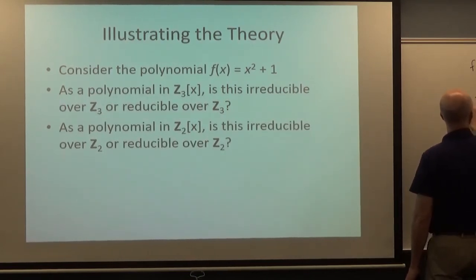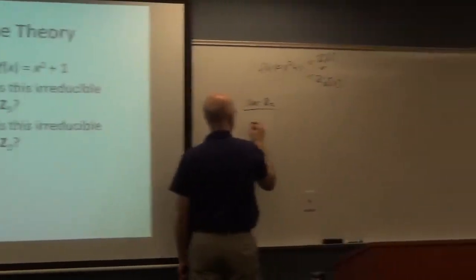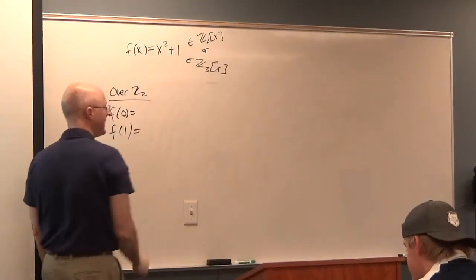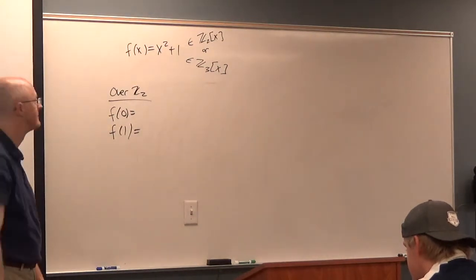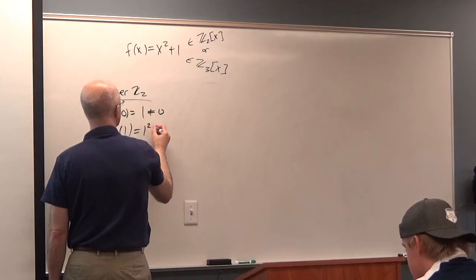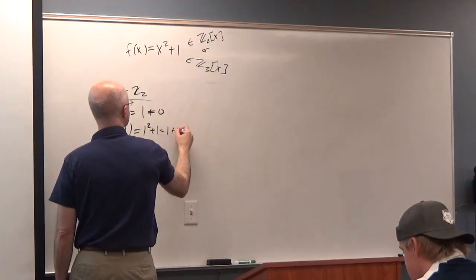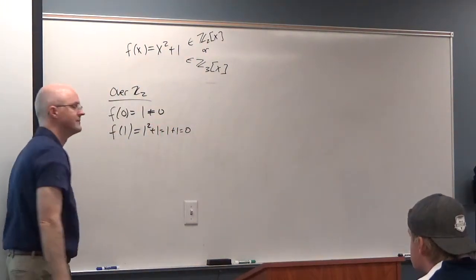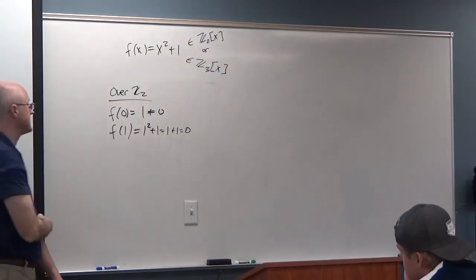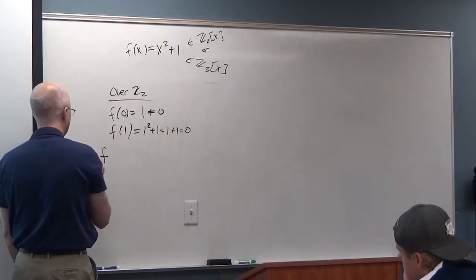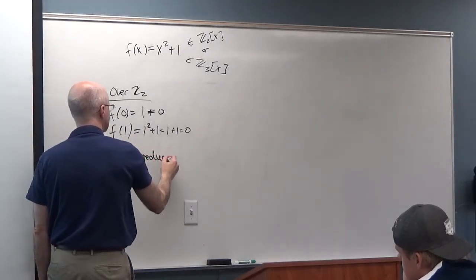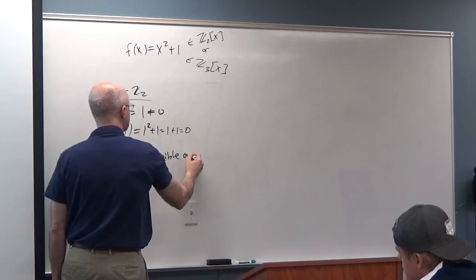Over Z2, does it have a 0? You only have two things to check, f(0) and f(1). f(0) is 1, not 0. f(1) is 1 squared plus 1. 1 plus 1 is 0. It does have a 0. It is reducible over Z2. Therefore, f(x) is reducible over Z2.